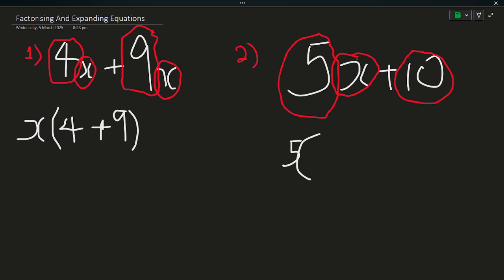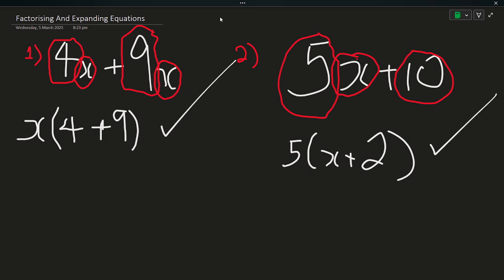Oh, what the heck? Why is my bracket like that? 5 times, weird plus, but hey, x plus 2. 5 times x plus 2. Yep. So both of these are correct if you have got these. Good job. Now we're gonna go on to expanding.